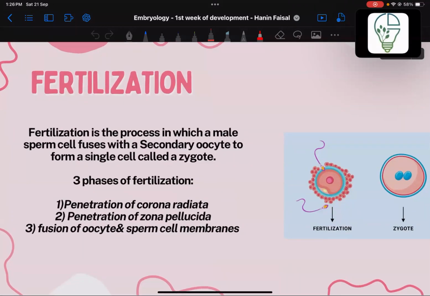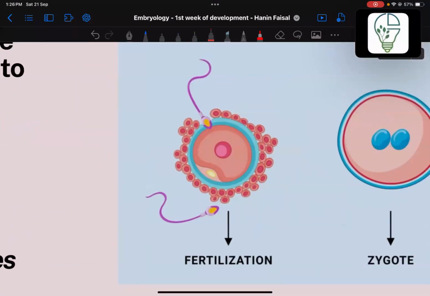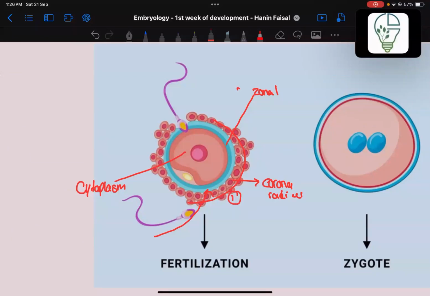Now let's talk more about fertilization. Fertilization is when this sperm cell fuses with the secondary oocyte, forming the zygote. And this happens in 3 stages. Why does it happen in 3 stages? Because we talked about the oocyte structure. The outermost cells are going to be called the corona radiata. This layer is the zona pellucida. And then here's the cytoplasm. For the sperm to enter, it has to penetrate those things. It has to penetrate firstly the corona radiata, and then the zona pellucida, and then lastly, it has to penetrate the cytoplasm and enter and fuse with the nucleus that's here.